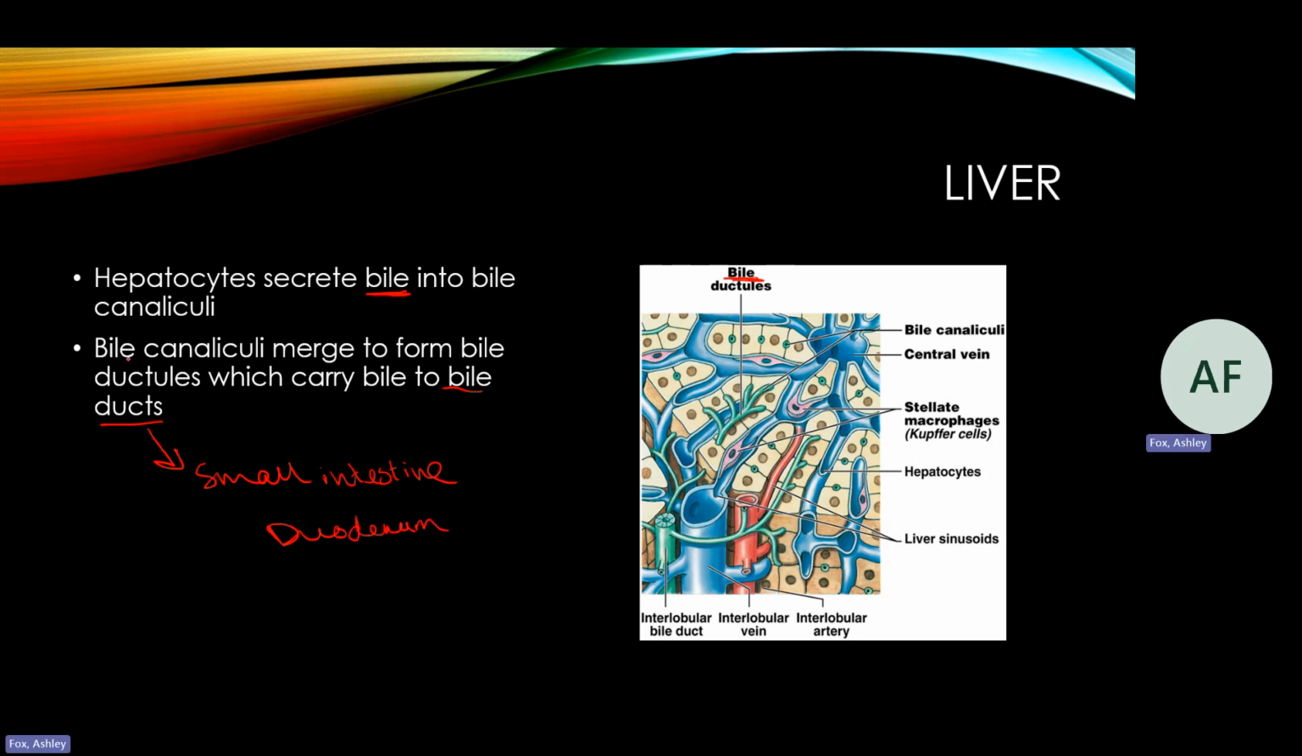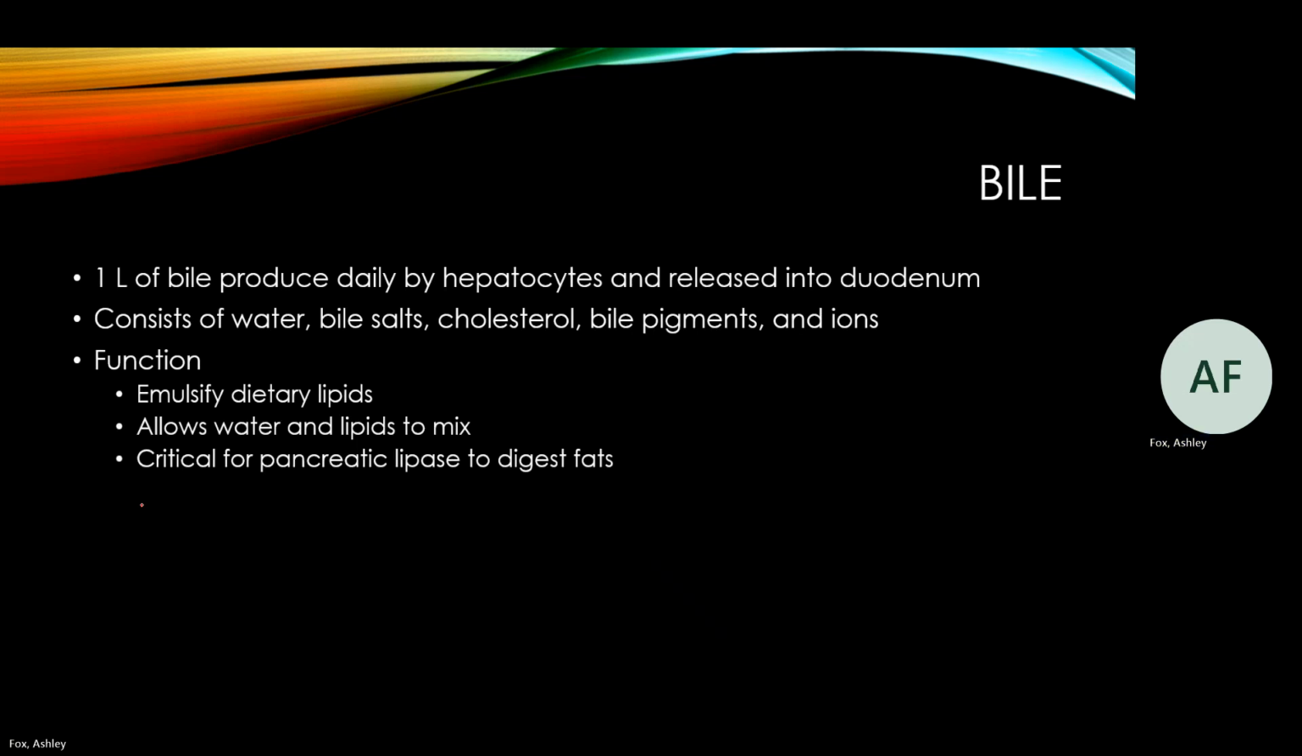Bile is made for fat digestion. We'll talk about bile a lot when we get to the fat digestion video. Looking at bile, 1 liter of bile is produced by these liver cells and released into the duodenum. So it's released into the beginning of the small intestine. What is bile?